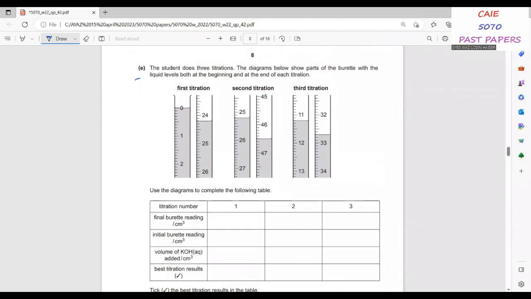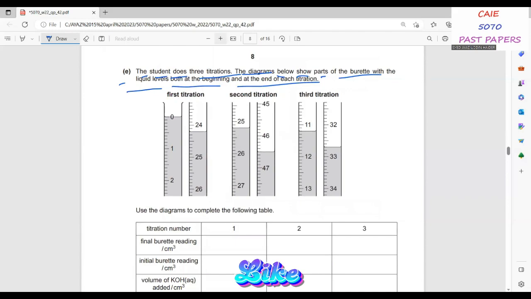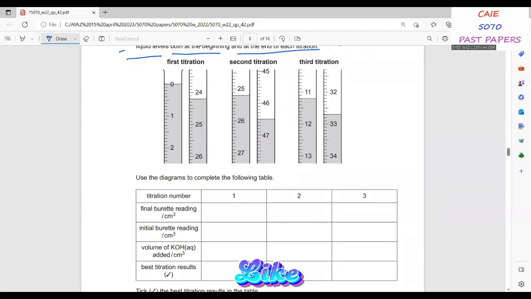E. The student does three titrations. Diagrams below show parts of the burette with the liquid levels, both at the beginning and at the end of each titration. So here's the result. We need to use these diagrams to complete the following table.